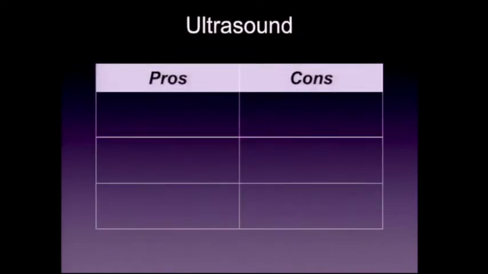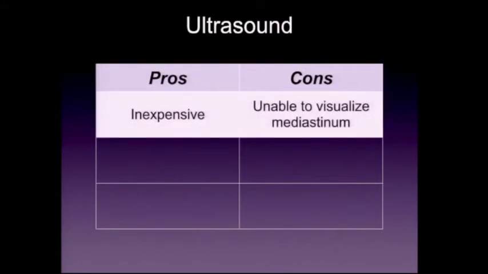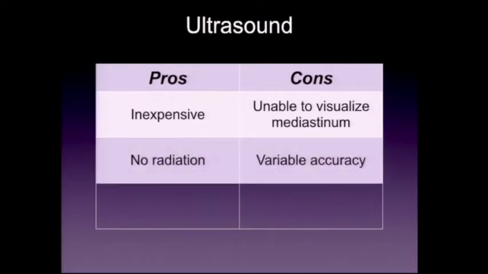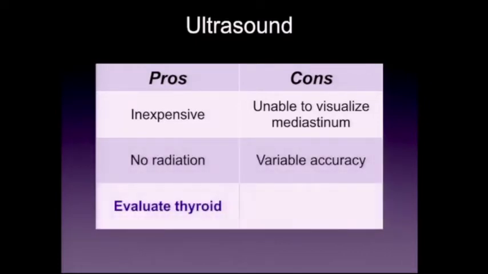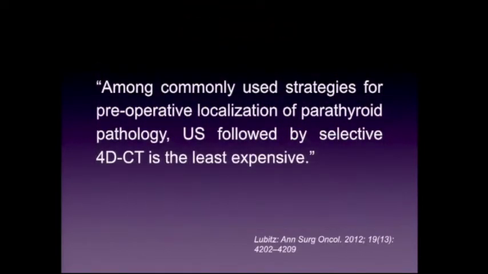Ultrasound has been used widely for many years, and like everything else, it has pros and cons. It's relatively inexpensive, but it's unable to visualize the mediastinum. There's no radiation involved, but the accuracy is variable. And I've put this in bold as a pro, that is the ability to evaluate the thyroid gland, because some head and neck surgeons feel that they want to know if there are any significant lesions in the thyroid gland before they go in and remove one or more parathyroid glands.